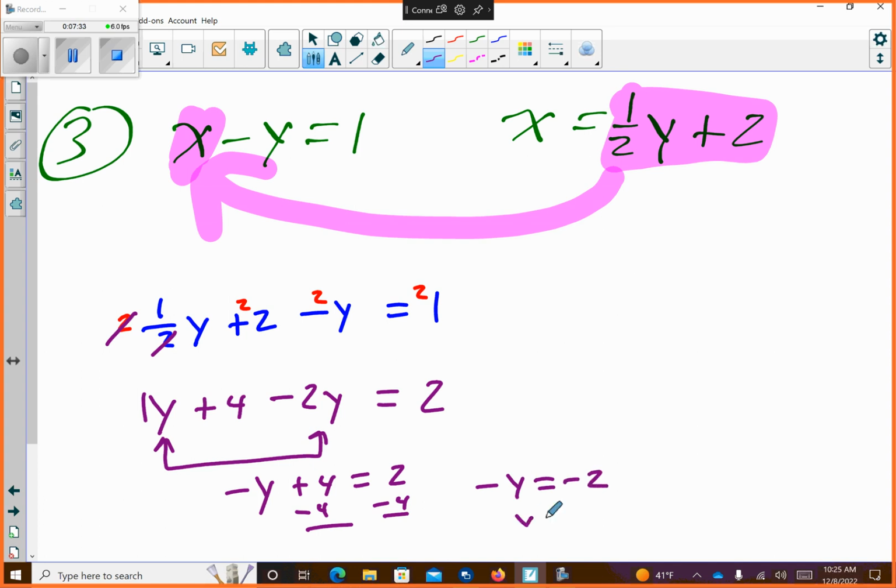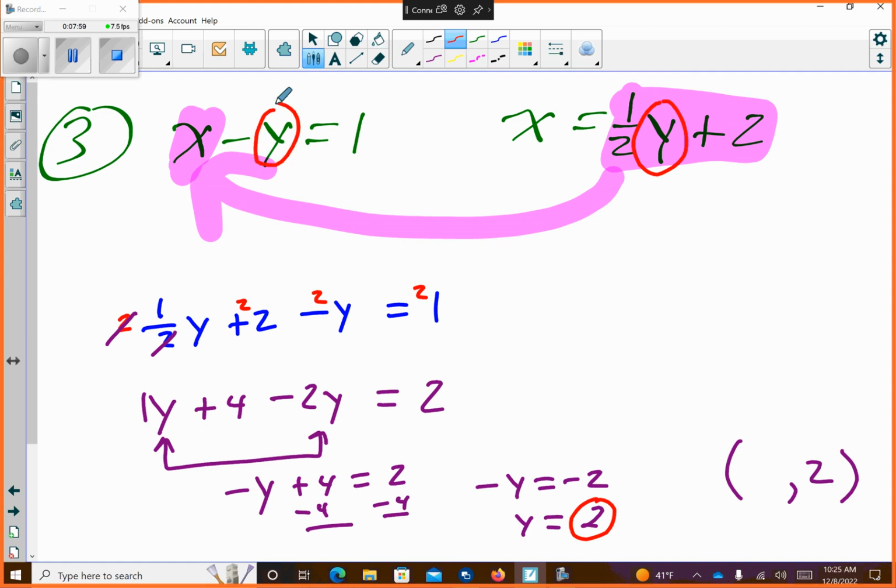So what does y have to equal? Positive 2. So we found the second part of our answer. We found that to be 2. All right. So what I want to do is I want to take this 2 here, and I want to replace it either here or here.